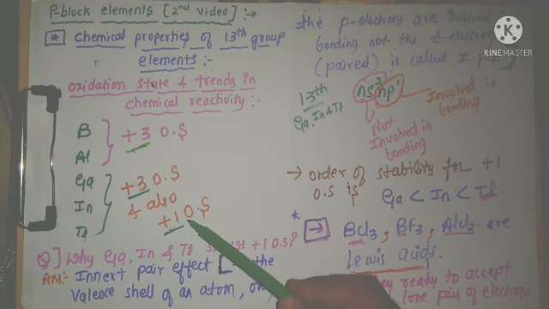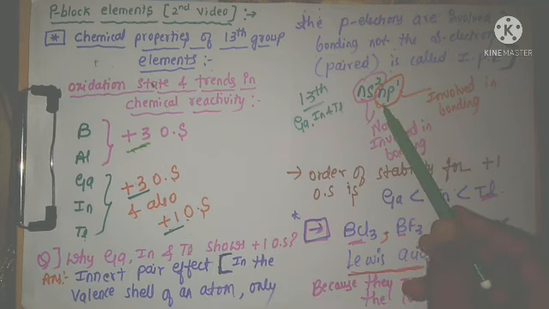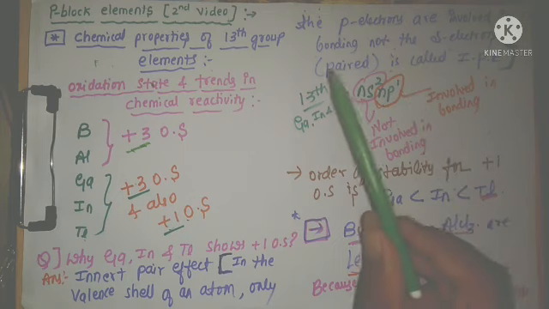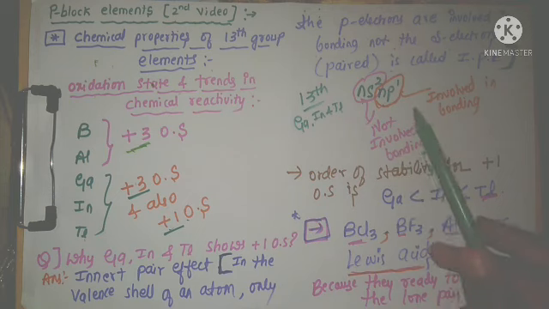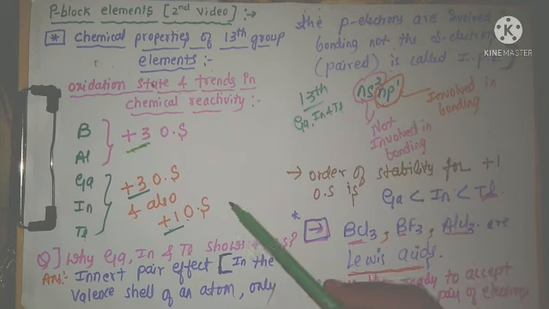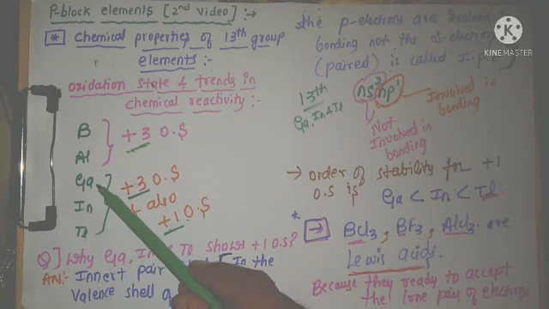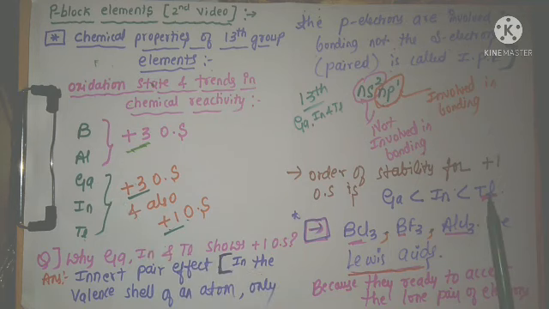When will it show the +1 oxidation state? Only p electrons are involved in the bonding and s electrons are not involved in the bonding. That is the inert pair effect. If there is an inert pair effect, then they will show only the +1 oxidation state. Now what is the order of stability for the +1 oxidation state? Thallium is more stable in the +1 oxidation state and gallium is less stable in the +1 oxidation state in their compounds. In thallium compounds, the +1 oxidation state is more stable. In gallium compounds, the +1 oxidation state is less stable compared with indium and thallium compounds, right?